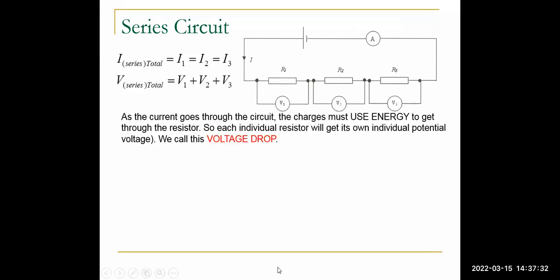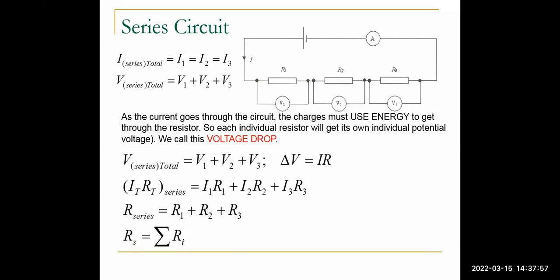As the current goes through the circuit, the charges must use energy to get through the resistor. So each individual resistor will get its own potential voltage. We call this the voltage drop. Kasi nga, halimbawa kung 9 volts sila, tatlong device maghahati, so may kanya-kanya silang makukuhang voltage. So ang tawag doon ay voltage drop. Okay? So ang formula natin is ganito.